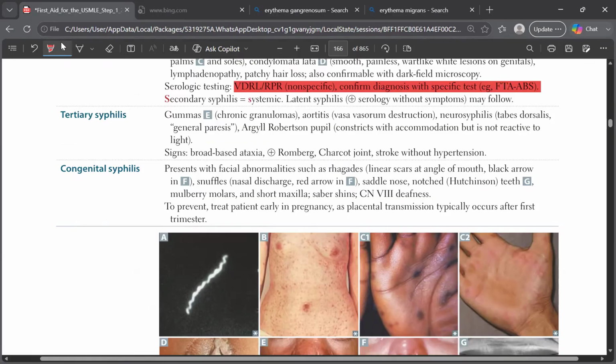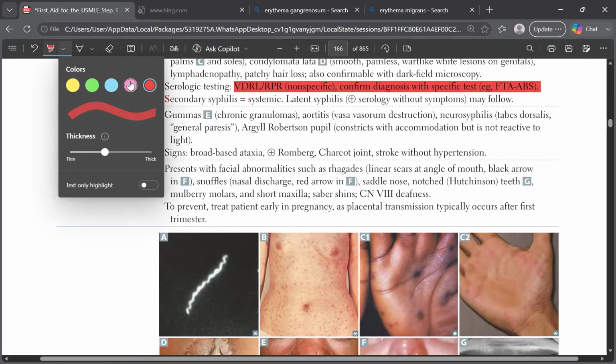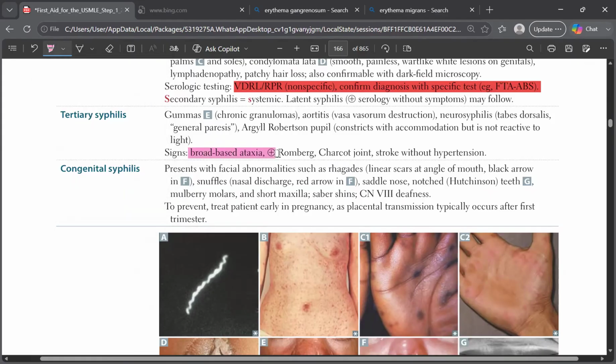Signs are broad-based ataxia, positive Romberg, Charcot joint, and stroke without hypertension.